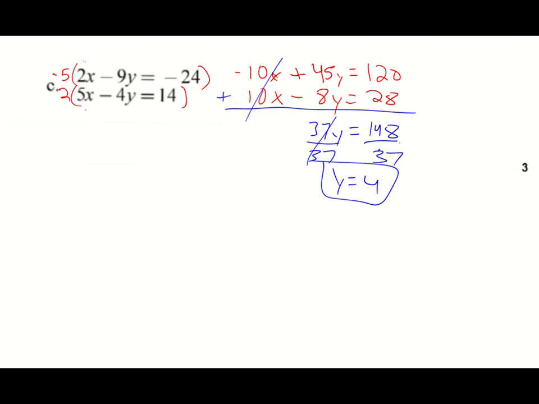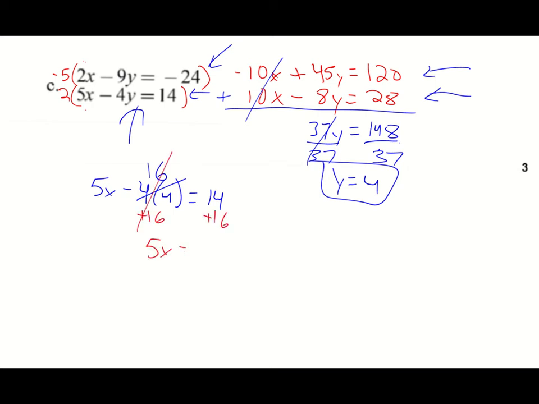You can take any of these equations to plug y back into. I could take this one if I wanted, that one, that one, or that one. So generally just try to choose the smallest numbers. I'm going to go with this one. It looks like the smallest numbers. 5x minus 4 times 4 equals 14. This ends up being a negative 16. So we're adding 16 to both sides.